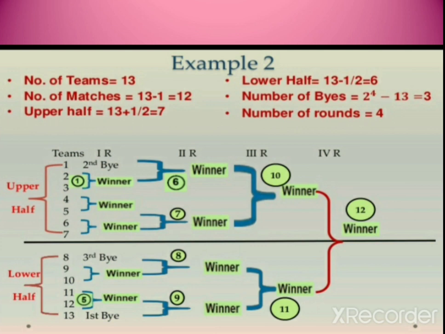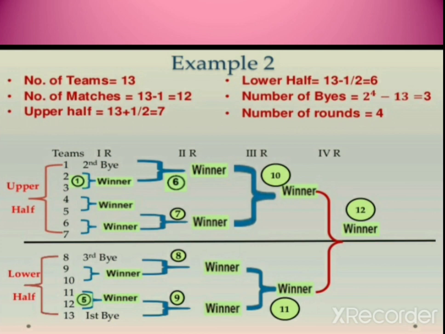Then we will go to the second round. In the second round, the winner of 2 versus 3 will play with the team who got a bye in the first round, the number 1 team. So the 6th match is here. The 7th match is the winner of 4 versus 5 and the winner of 6 versus 7. And then the 8th match will be played between the winner of 9 versus 10 and the 8th team, because this team got a bye in the first round. 8th match is there.